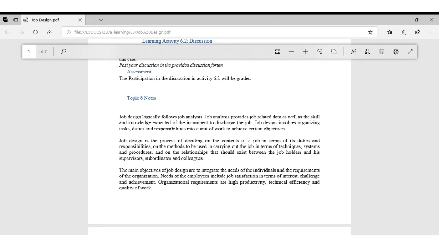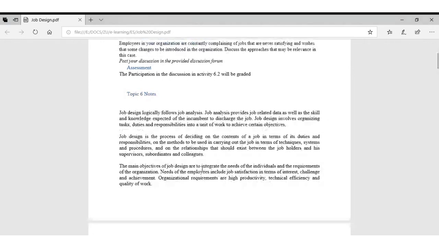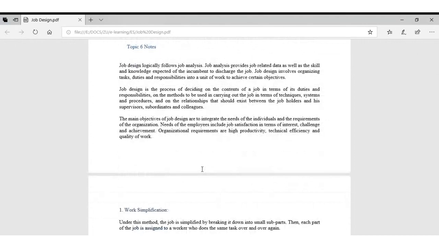Further, the main objectives of job design are two. It is to integrate the needs of individuals. You have to integrate the needs of employees. And number two, you look at the requirements of the organization. What are the requirements of the organization? And remember, the organizational requirements are generally less pay, they don't pay you much, productivity must be high, technical efficiency must be technically reliable, and you give quality. Those are expectations from the organization.